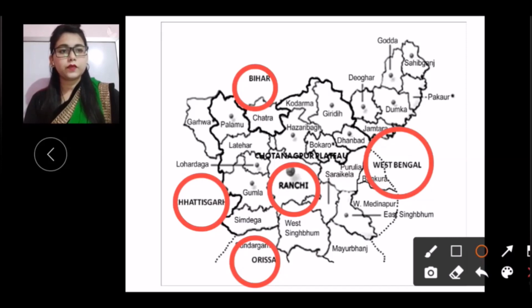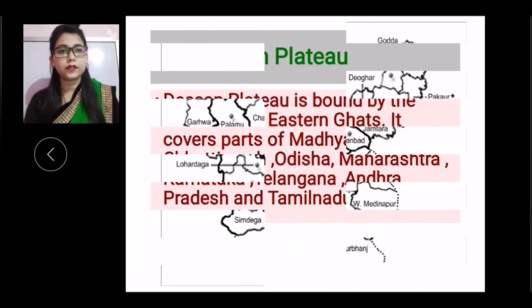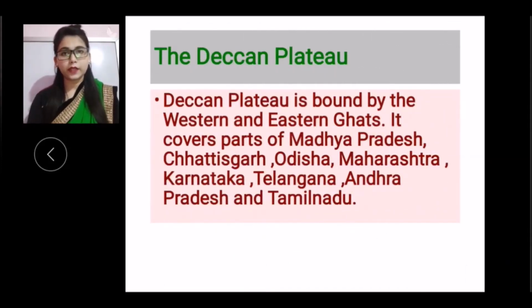Okay, now let's move further and see another thing, the Deccan Plateau. So the Deccan Plateau is bound by the western and eastern Ghats. It covers parts of Madhya Pradesh, Chhattisgarh, Odisha, Maharashtra, Karnataka, Telangana, Andhra Pradesh and Tamil Nadu.